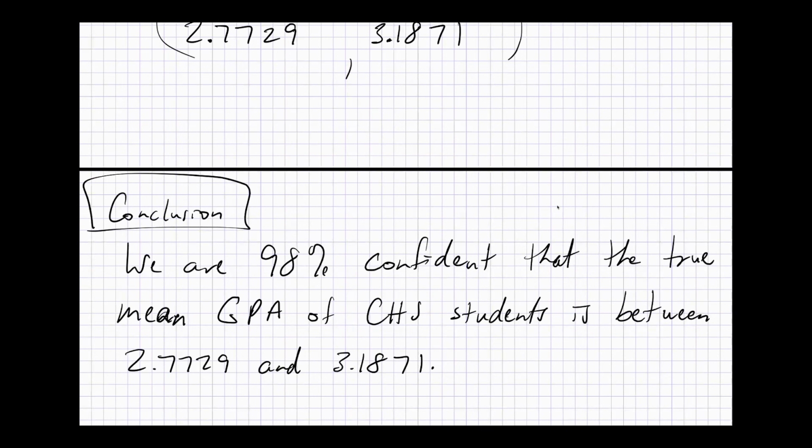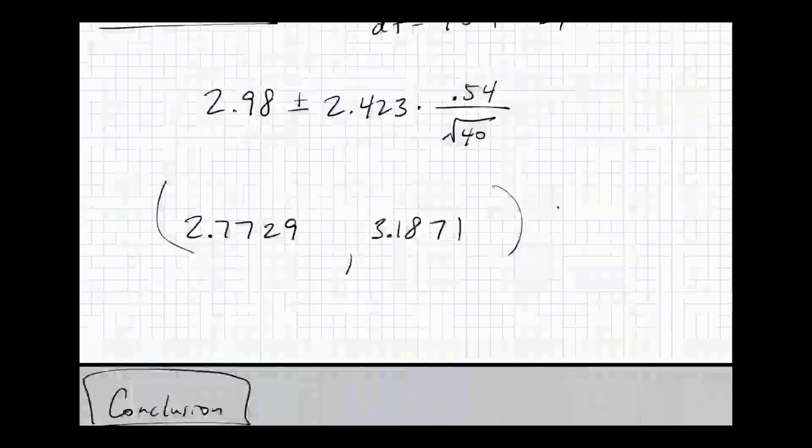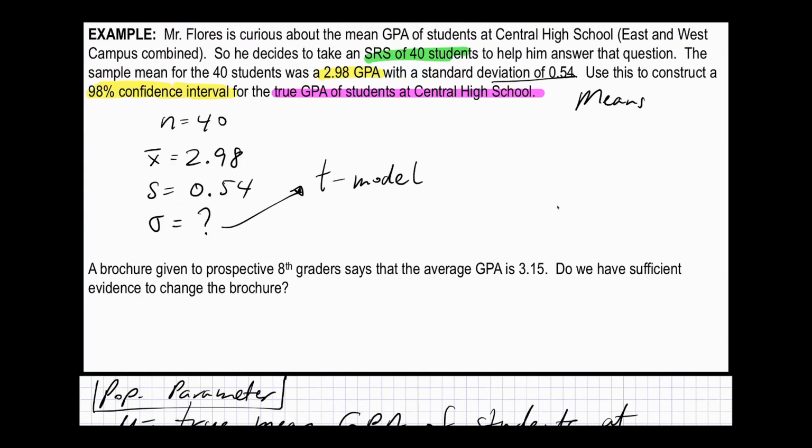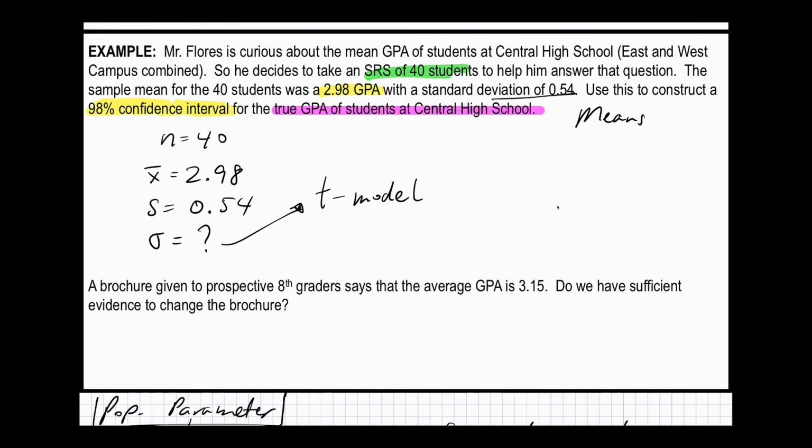Okay, so we did the confidence interval. 98% confident that if I took the average of all 4,000 plus students, based off my sample size, and I found that average, it would be somewhere between 2.77 and 3.19. Okay, so now there was a sub question on there. A brochure given to prospective eighth graders says that the average GPA is 3.15. Do we have sufficient evidence to change the brochure and say, nope, it's wrong?